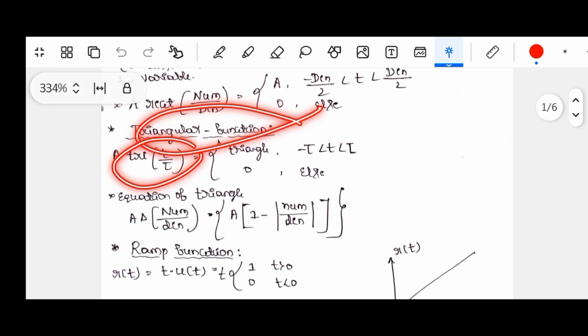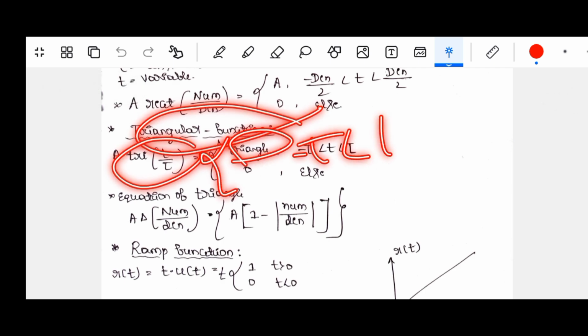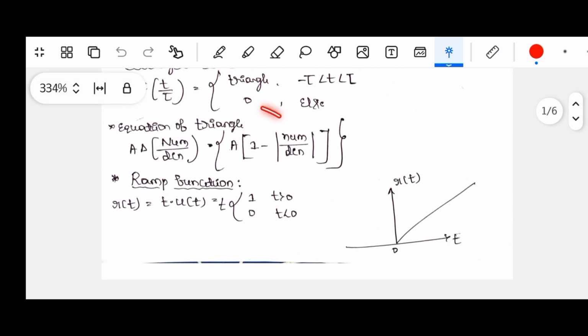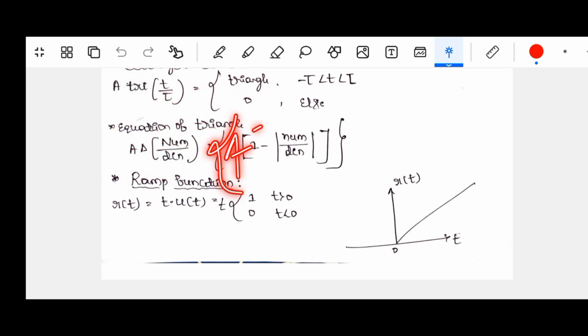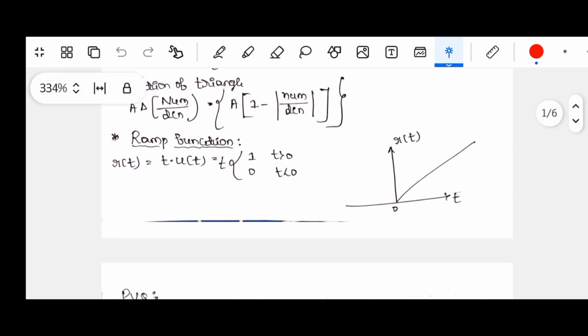Triangular function. A tri of t by tau. Here, for minus tau less than t less than plus tau, and 0 else. Equation of a triangle: A tri of numerator by denominator is equal to A times bracket 1 minus mod of numerator by denominator. Let's see about the ramp function.